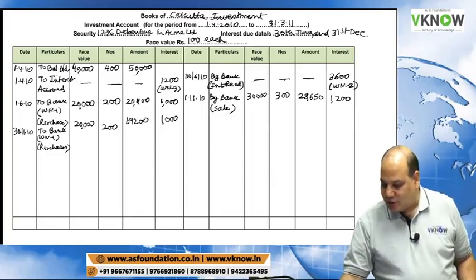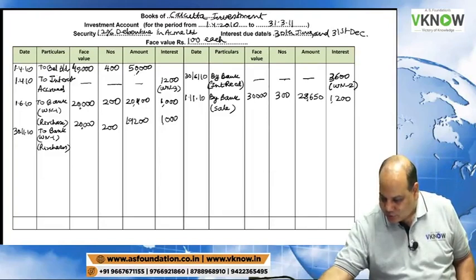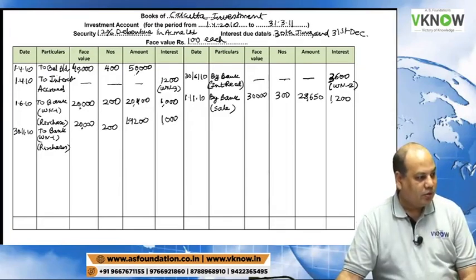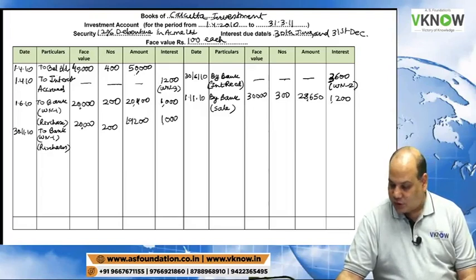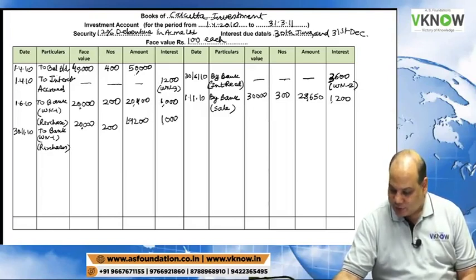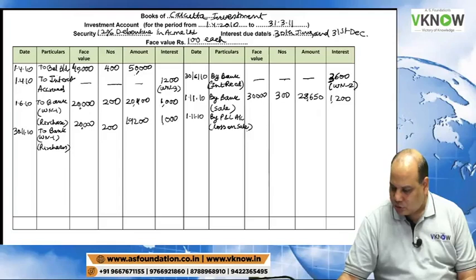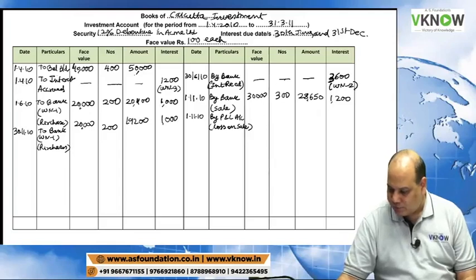Interest received is 3,600. Yes, this is 3,600. You are right. Face value is 30,000. Okay, now there is a loss on this, by P&L account, loss on sale. Loss on sale working note 5 we have prepared.